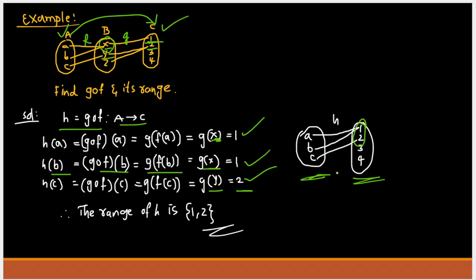So 3 and 4 are not mapped to any element of the domain set A. So the range becomes only the mapped images, which are 1, comma 2.